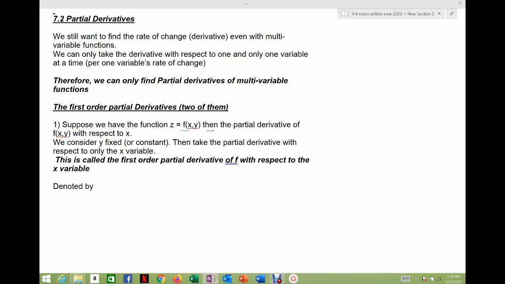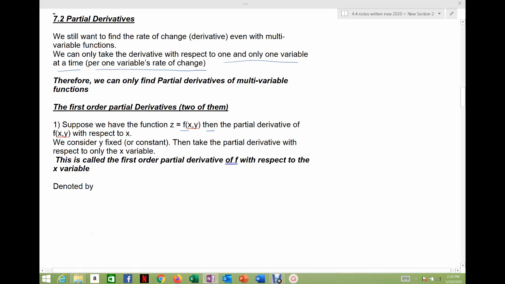The reason why is we can only take the derivative with respect to one variable at a time, one variable's rate of change. Where that comes from is, remember that the definition of the derivative is the limit as h approaches 0 of the average rate of change. The average rate of change is divided by an h term, and that h term can only represent one change. h can be either the change in x or the change in y. It can't be both. So it's with respect to only one variable.